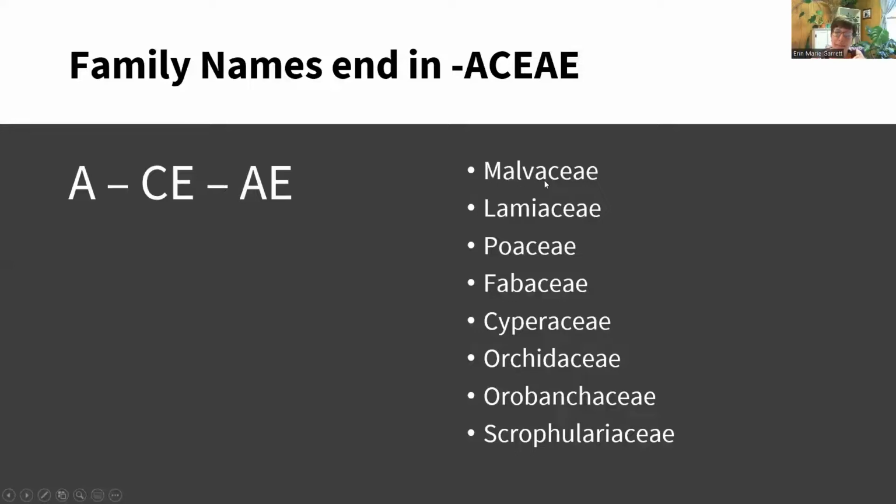So Malvaceae, Lamiaceae, Poaceae, Fabaceae, Cyperaceae, Orchidaceae, Orabancaceae, right? CH is a K, Orabancaceae, Scrofulariaceae. Okay, I hope you're all saying these at the same time at home. And if anyone's in the room next door wondering what you're watching right now.